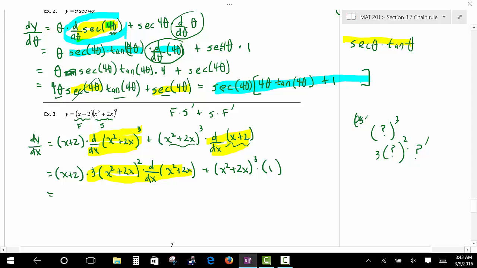So I think I'd go ahead right now and just write the 3 in front of the x plus 2, leave the x squared plus 2x to the second alone, and now do this derivative, which you can do in your head. So what's that derivative? 2x plus 2, good. And then this over here, you multiply that by 1, you would have x squared plus 2x to the third power. Okay, so your derivative is officially done.